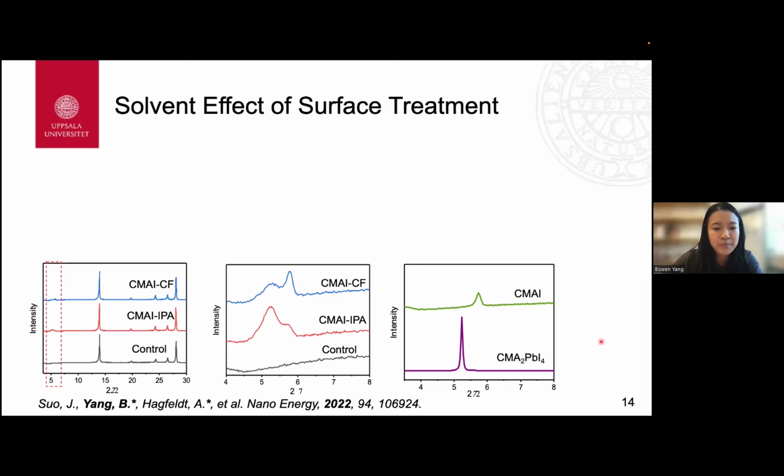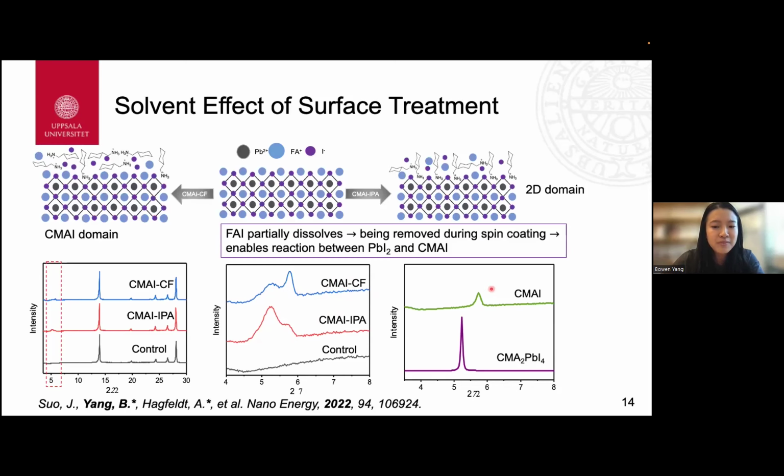So we attribute this phenomenon to the different solubility of the main component, FAI, in the 3D FAPI perovskite. Because the FAI dissolves well in IPA. This is because it has a high polarity and it also forms hydrogen bonding in IPA. But it shows very limited solubility if we dissolve it in chloroform. So in this way, the FA in the 3D perovskite partially dissolves from the perovskite surface when exposed to IPA solvent, and it is removed during the spin coating process.